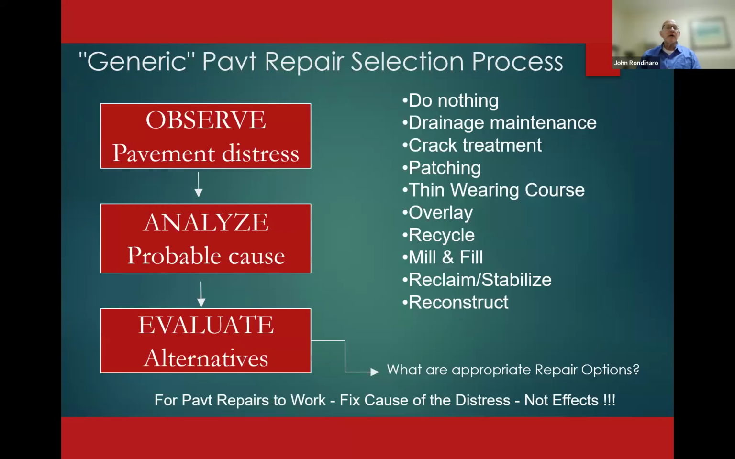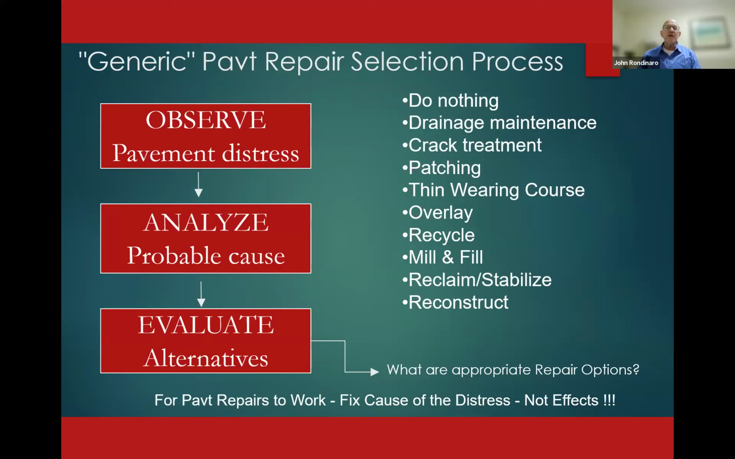And then we've got a generic repair process where we marry up this inventorying of distress and analyzing of probable causes. You marry that up with the tools in the toolbox, that list of items that we talked about earlier, ranging from do nothing and drainage maintenance all the way down to reconstruction.